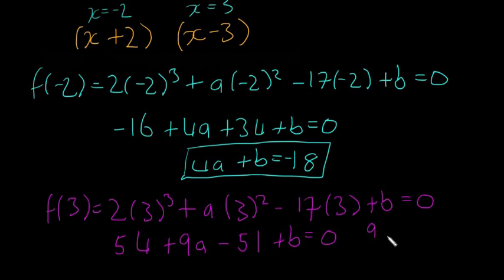So we're going to get 9a plus b is going to be equal to minus 3. Just don't worry about that little mistake there. So these are our two equations, and we're going to have to make some more space before we carry on, so just bear with me for a few seconds.